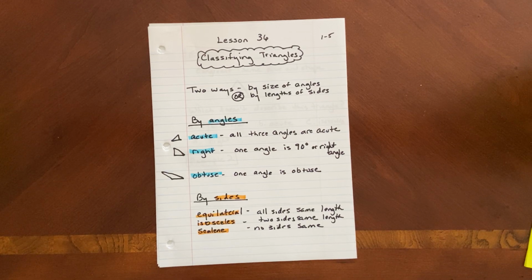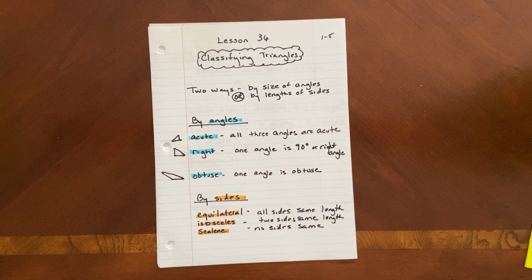Okay, this is lesson 36, classifying triangles. So there are two different ways to classify triangles, and that's what makes it a little confusing. You can classify a triangle by the size of the angles or by the length of the sides. So by angles, remember acute is a cute little angle, less than 90 degrees, less than a square corner.